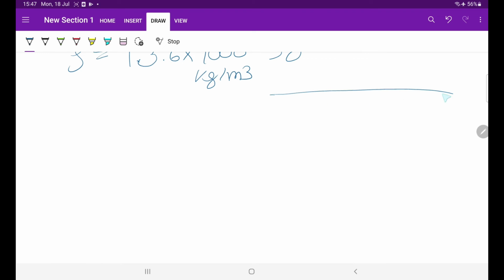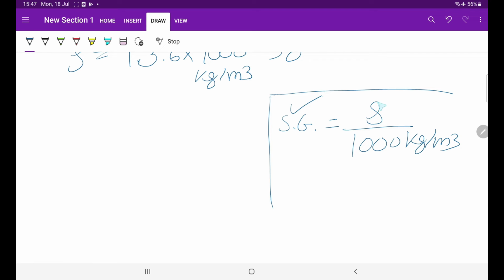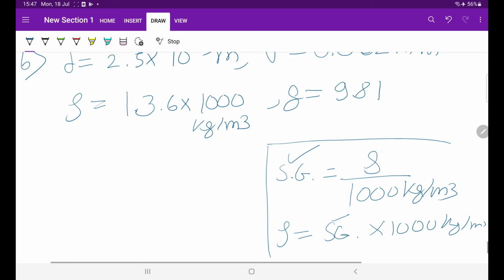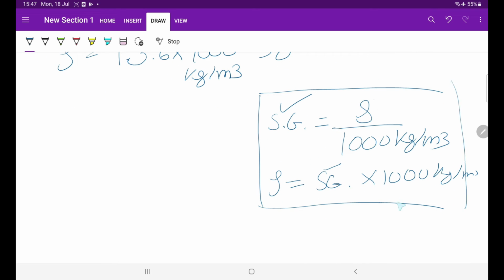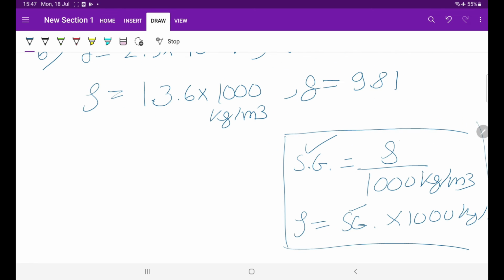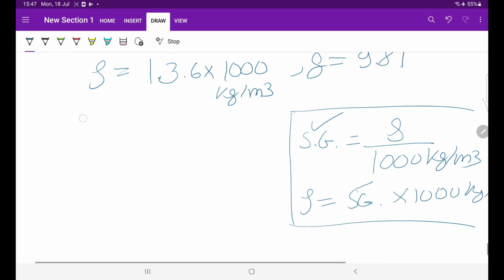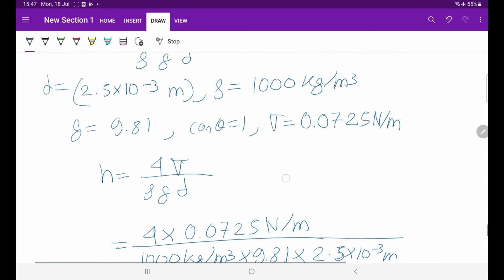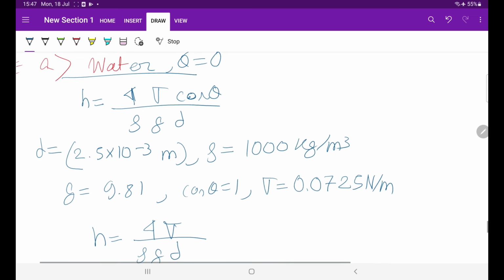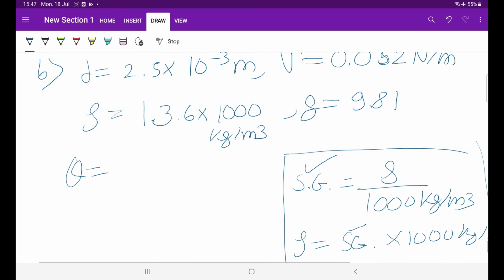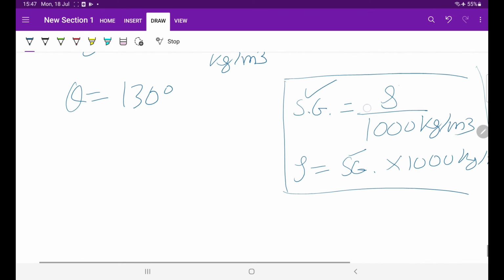How is this? As I had told previously also, specific gravity is equal to the density of the liquid by the density of water, which is 1000 kg per meter cube. So if you know the specific gravity, rho will be the specific gravity of the liquid into 1000 kg per meter cube. That's exactly what we did: 13.6 into 1000 kg per meter cube. So you got rho. Now theta is given as the angle of contact in the question, 130 degrees, or else we would take 120 degrees. Since it is given as 130 degrees, we'll take 130 degrees itself.